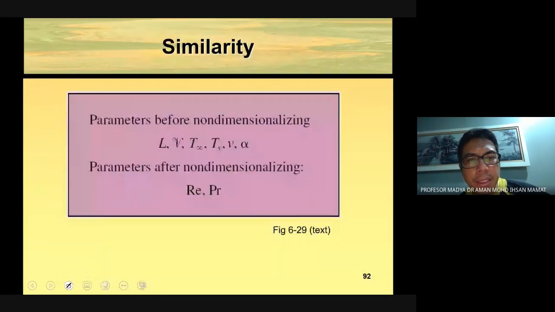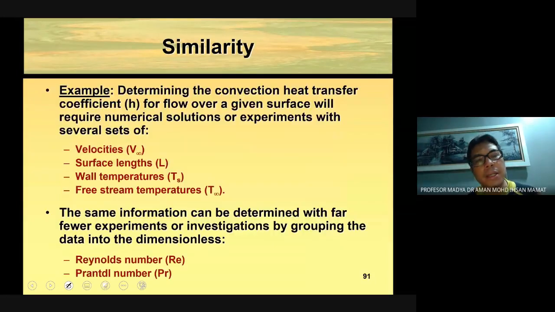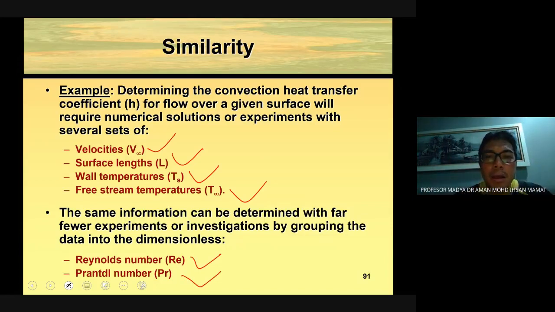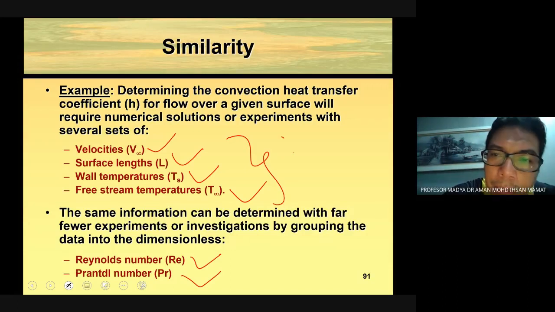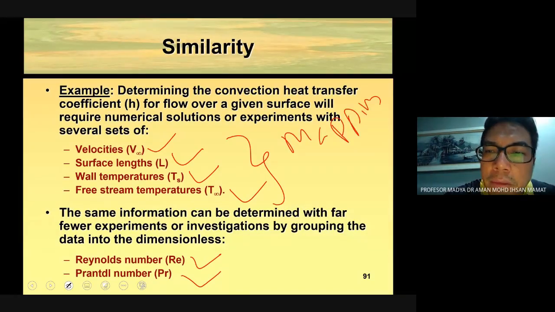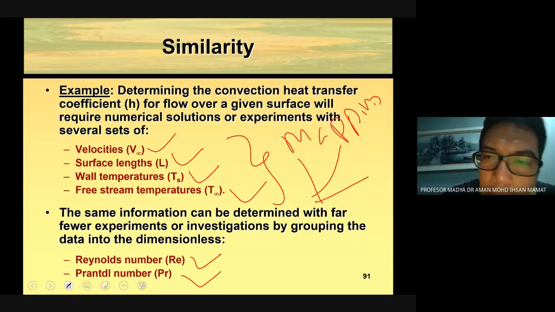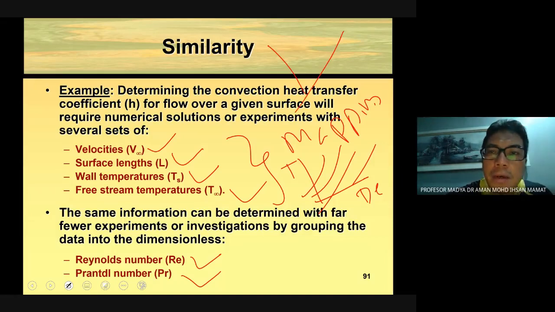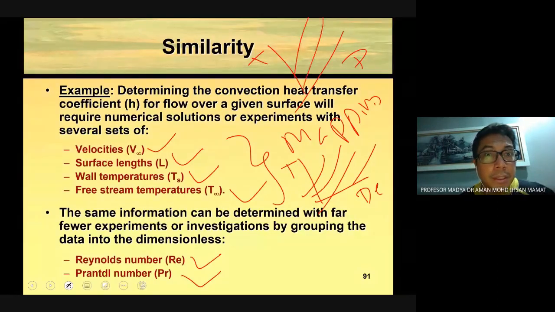Similarity is the combination of many variables, and then it comes up with parameters. These variables such as the velocity, surface length, wall temperature, freezing temperature, and they come up with only two parameters. If you want to summarize this and turn it into a mapping, it is going to be very difficult. For example, you need to make a graph of temperature against Reynolds number, and then another graph of temperature against pressure.